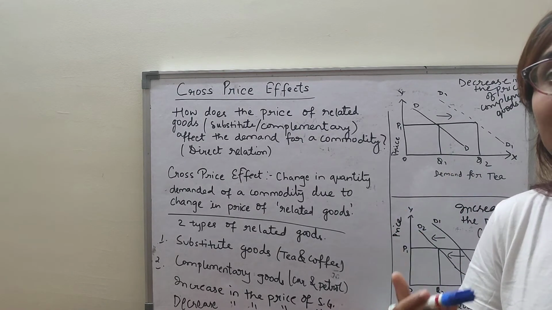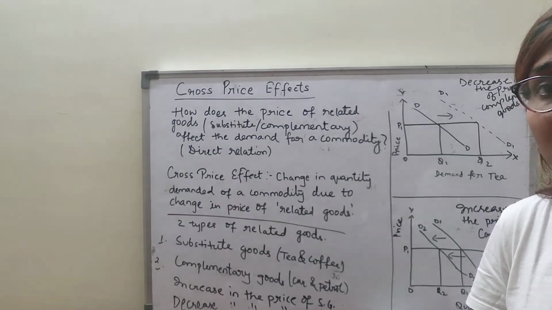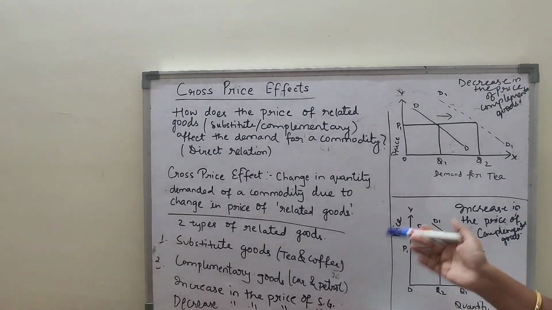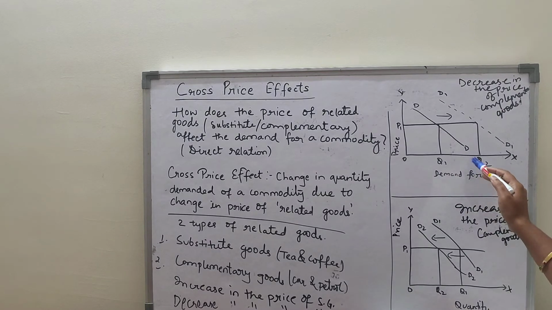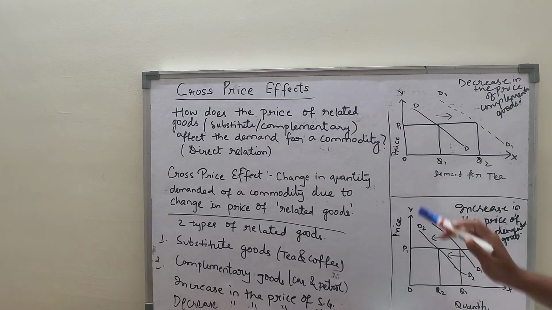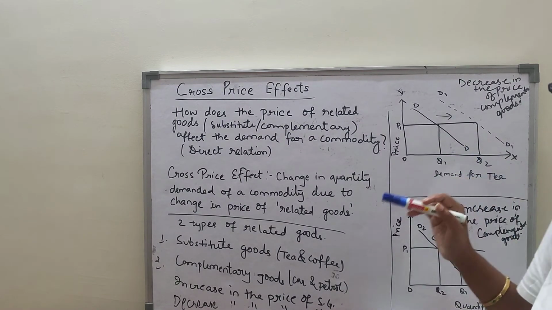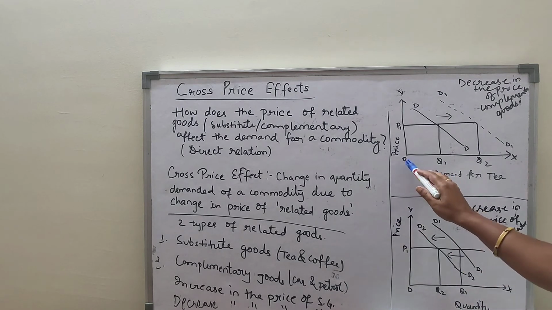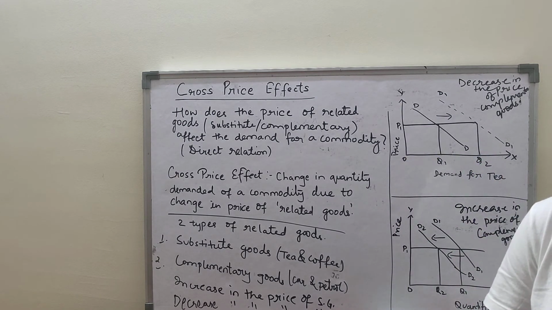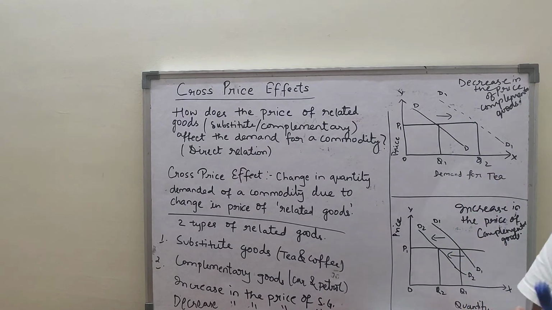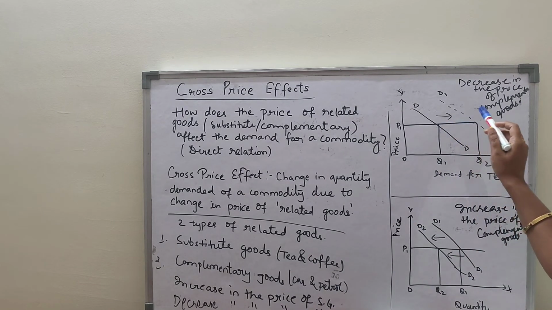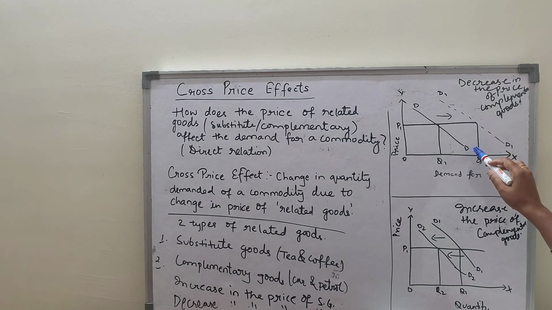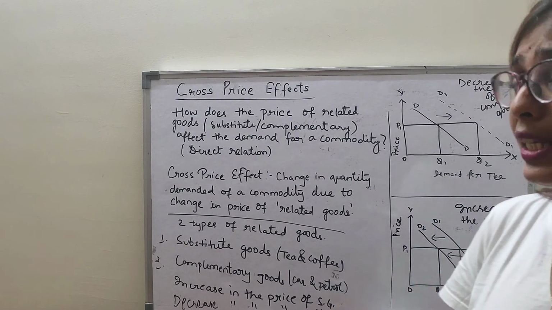Now suppose the price of petrol decreases. What happens when the price of petrol decreases? Consumer tends to buy more of the car at the same price. See, even though the price of car remains constant, consumer buys more quantity of car because the petrol price has decreased. So consumer would tend to buy OQ2 quantity of car. See, OQ2. So my demand curve will shift forward. This is an increase in demand of car. So consumer will shift his demand from DD to D1. This is the decrease in the price of complementary goods. So this is the cross price effect. Clear?